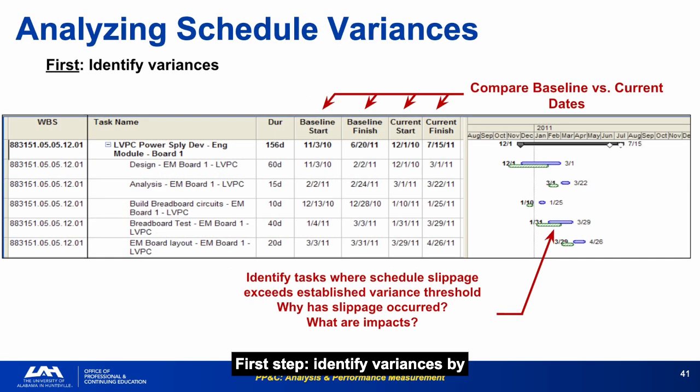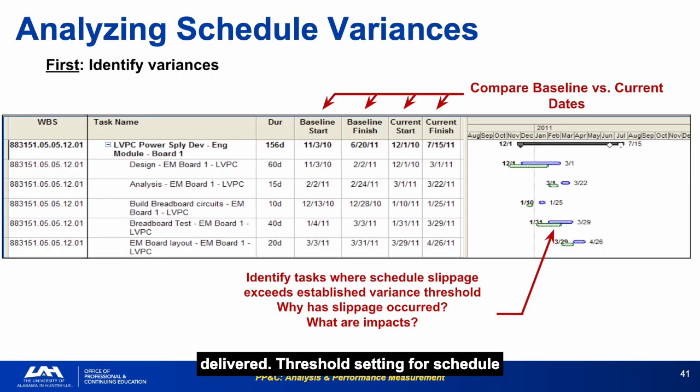First step: identify variances by comparing baseline versus current dates. Identify tasks where slippage exceeds established thresholds and ask why slippage occurred and what the impacts are. The baseline IMS is the contractual reference. The current IMS is the working document. The variance between them is the history of what the program promised versus what it delivered.